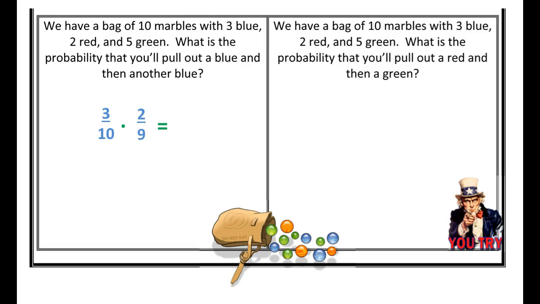So I need to multiply those together. 3 times 2 equals 6. 10 times 9 equals 90. I'll simplify by finding the factors of the smallest factor. 90 divided by 6 gives me a whole number, so that means it's my GCF. So I get 1 in 15. There's a 1 in 15 probability I'll pull out 1 blue marble and then pull out another blue marble. On your own, try the next problem, and we'll check it in class tomorrow.